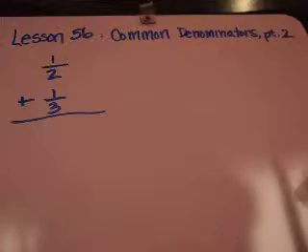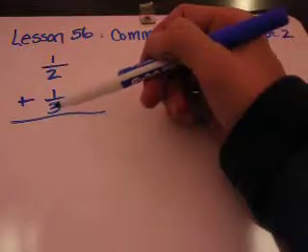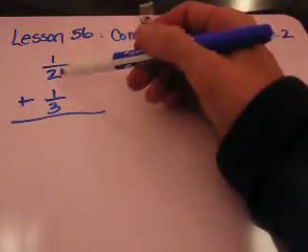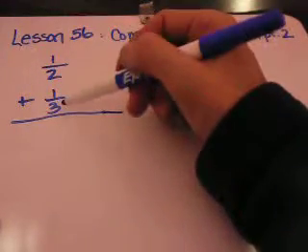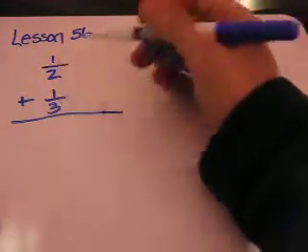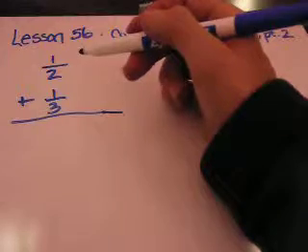Okay, so here we are with lesson 56, common denominators, part 2. And like I said in the last lesson, part 2 probably means that they weren't going to be so nice to us that one of the denominators was going to be the least common denominator. In this case, 3 is not it. So you have to ask yourself, what is the lowest number that both 2 and 3 multiply into?